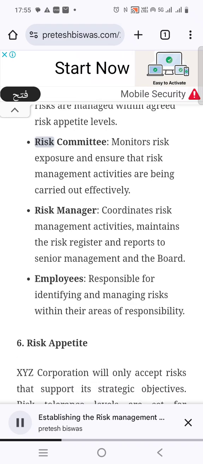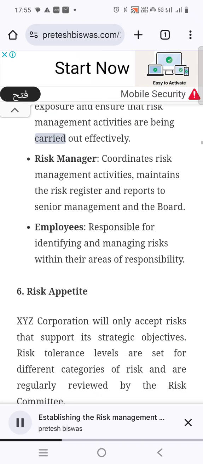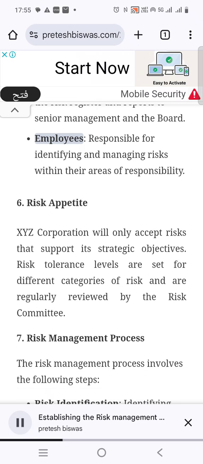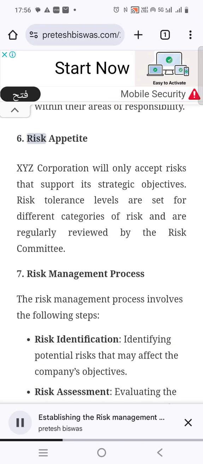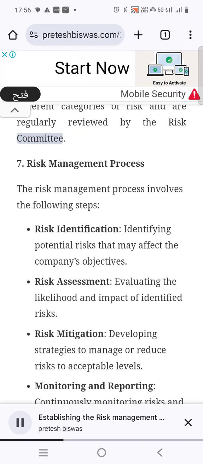Risk Committee monitors risk exposure and ensures that risk management activities are being carried out effectively. Risk Manager coordinates risk management activities, maintains the risk register and reports to senior management and the board. Employees are responsible for identifying and managing risks within their areas of responsibility. 6. Risk appetite. XYZ Corporation will only accept risks that support its strategic objectives. Risk tolerance levels are set for different categories of risk and are regularly reviewed by the Risk Committee.